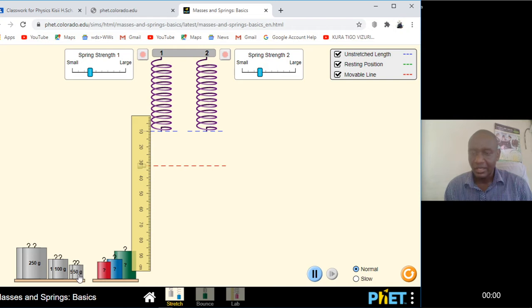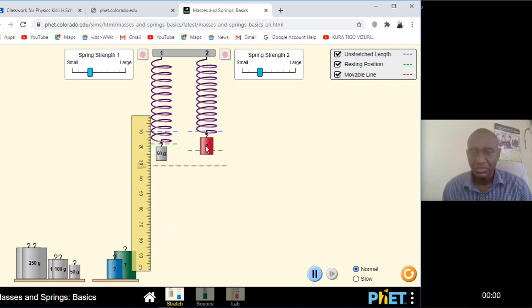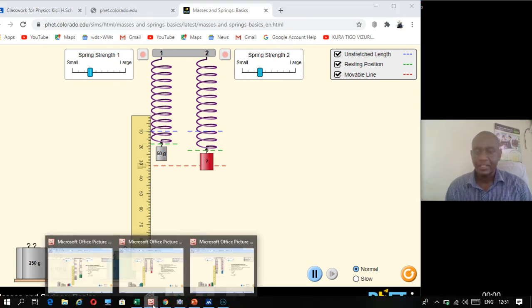I took a 50-gram mass and hung it here, then got the extension. Then I hung the unknown mass that seemed almost alike. For the two, I can use the first extension to determine the second extension, because I ensured the spring strengths are the same. So in that, we were able to get this.